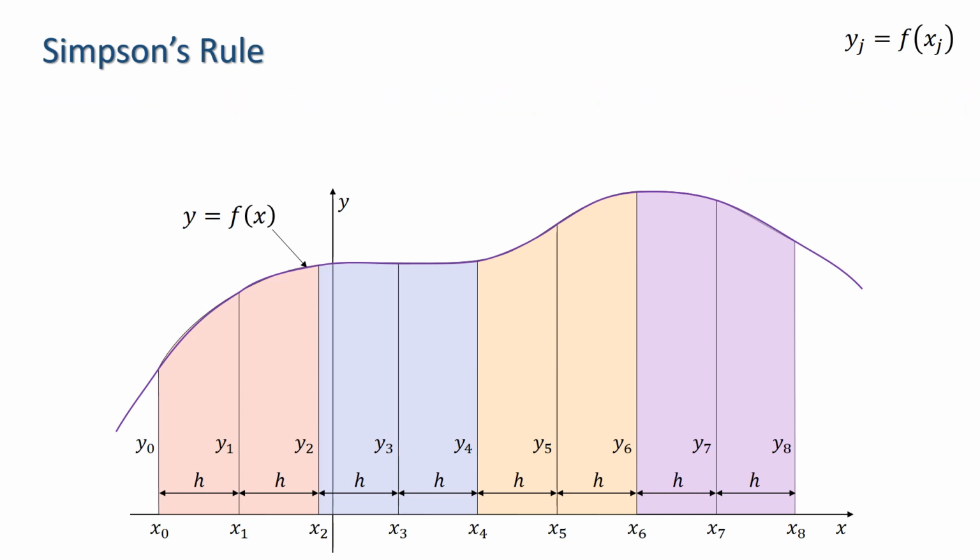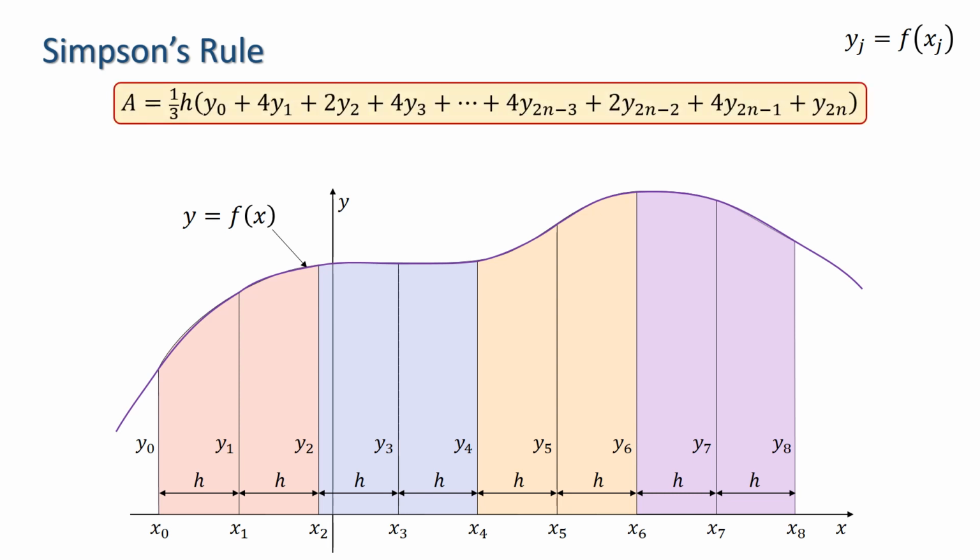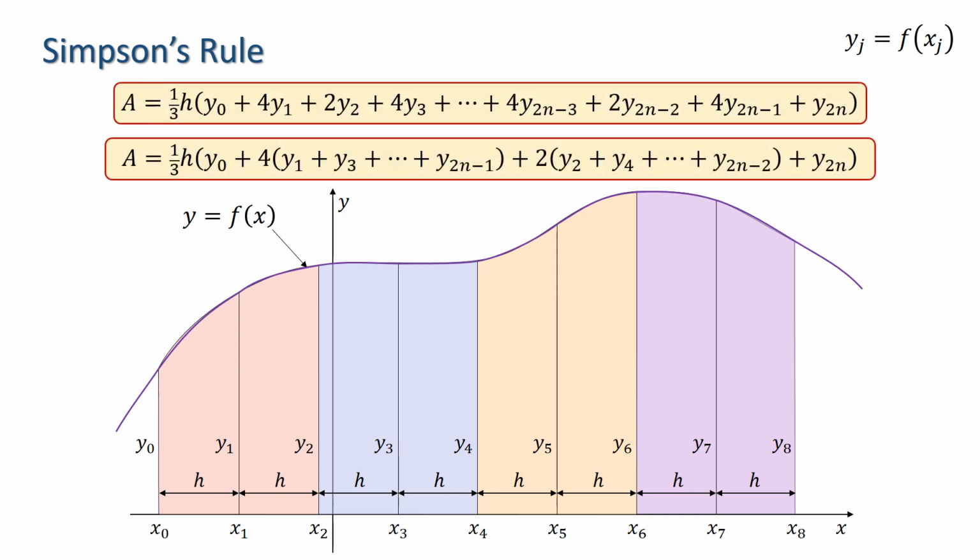In general, we have this rule, which can also be written A equals a third h times (y0 plus 4 times y1 plus all the odd-numbered y values, plus 2 times y2 plus all the even-numbered y values up to y2n minus 2, plus y2n).